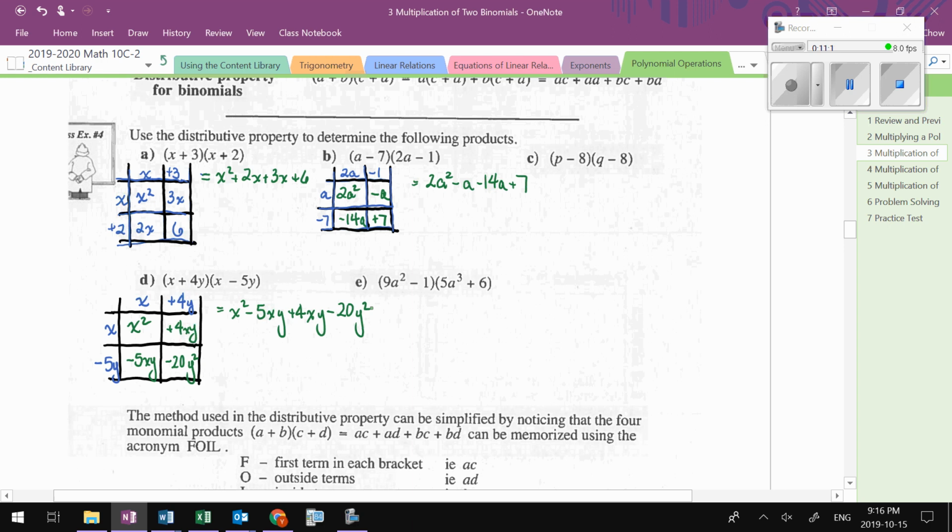And so what I want you to consider is, take a moment and say, okay, well, I don't want to be having to draw boxes forever. Certainly lots of you want to avoid algebra tiles. So how can we look at x plus 3 times x plus 2, and end up with a product x squared plus 2x plus 3x plus 6?